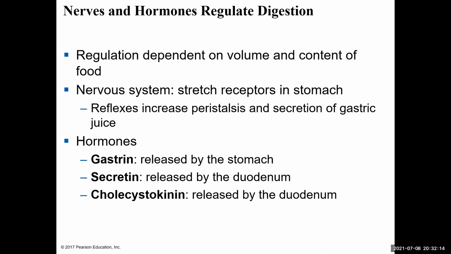And as the stomach stretches, the reflexes increase the peristaltic actions and cause secretion of the gastric juices. Right? So you also have hormones that are released. So you have gastrin, which is released by the stomach, secretin, which is released by the duodenum, and then cholecystokinin, never can say that one, which is released by the duodenum, so also the small intestine.